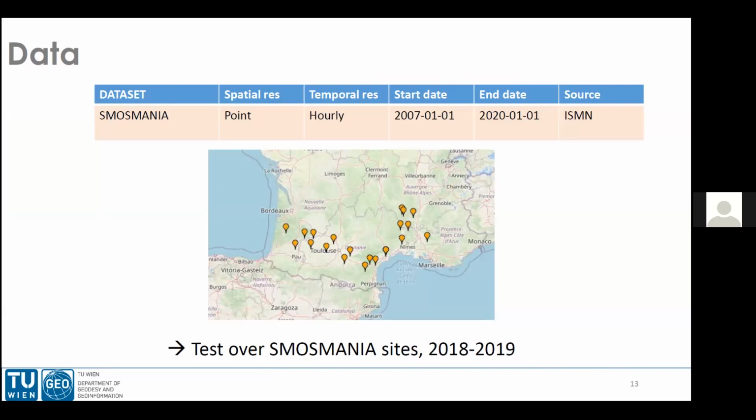And in order to then also evaluate my approach, I consider the Mosmania network, which provides in situ measurements of soil moisture over southern France. So basically my study area is around this network here. And you might have noticed that the overlapping period among all the data sets is these 2 years, 2018 and 2019. So that's the temporal interval that I've considered now.